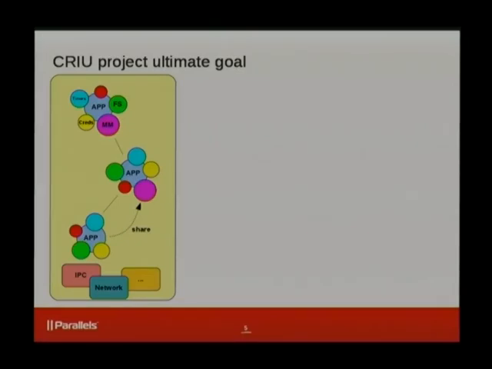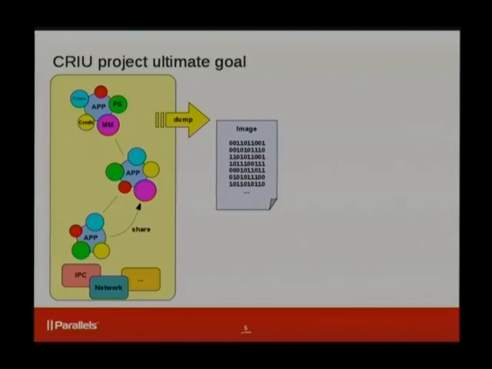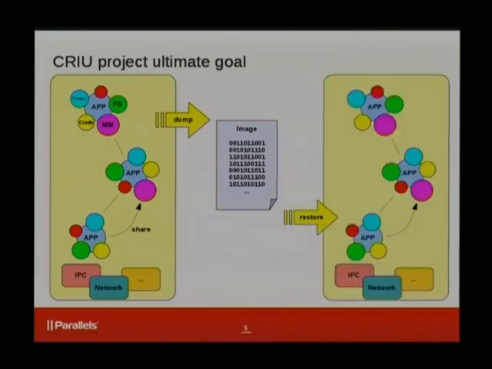So what we want to do is take the whole state of this picture and dump it into some format in files on a disk, as I said. And this format should contain enough information so that we can later take it and restore the original state exactly as it used to be.